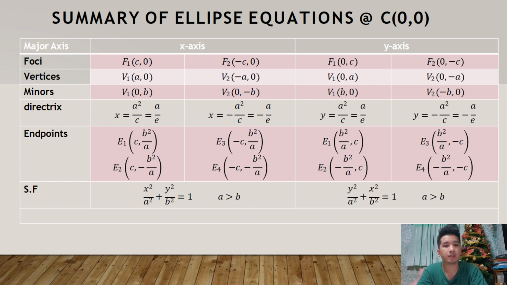The standard form is x squared over a squared plus y squared over b squared equals 1, where a is greater than b, and y squared over a squared plus x squared over b squared equals 1, where a is greater than b.